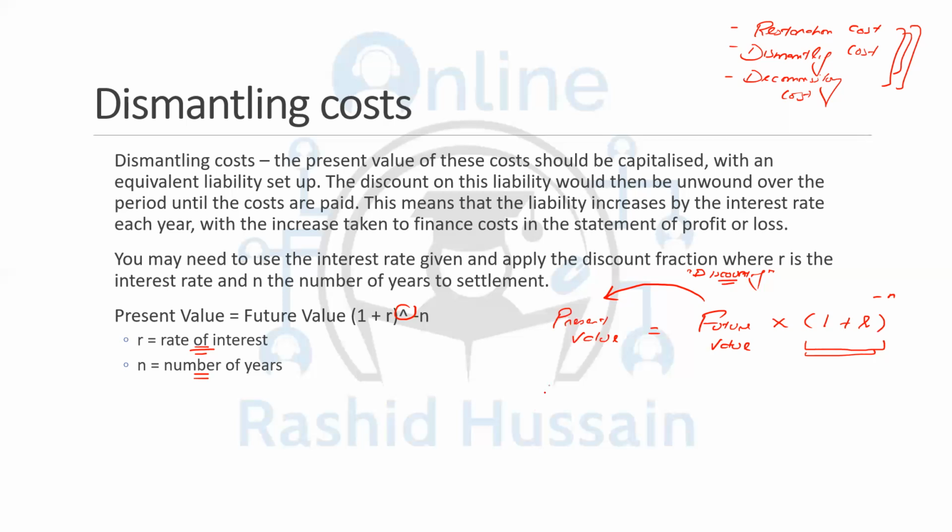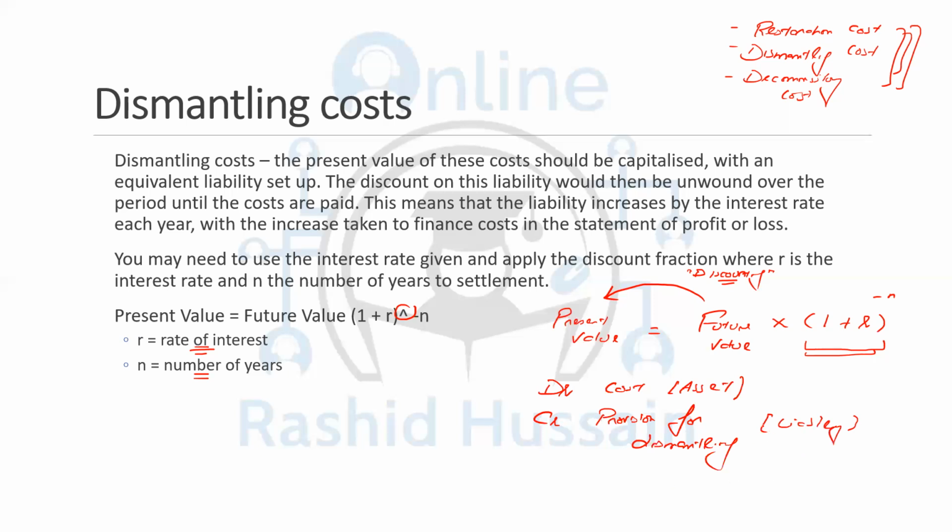So the double entry is going to be, and it is important to understand the double entry, debit cost. That means making that particular expenditure part of the asset cost, and credit provision for dismantling. Now, what is this provision for dismantling? It's actually a liability in the statement of financial position. After 5 years, you're going to dismantle it, so it's your obligation. And in accounting terms, we call an obligation a liability.